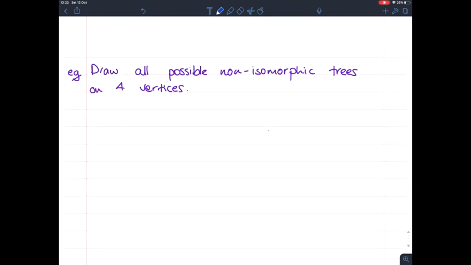So here's a quick challenge. Draw all the possible non-isomorphic trees. Remember, by non-isomorphic we mean you can't move any edges and vertices around so that one graph becomes another. So take a moment and sketch these graphs. If we've got 4 vertices, we need to think of all ways that we can connect these vertices and still end up with a tree.